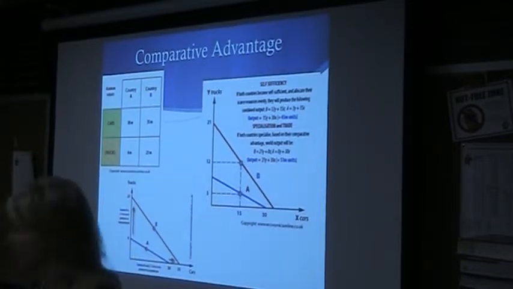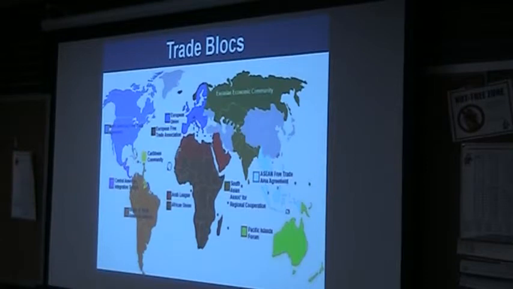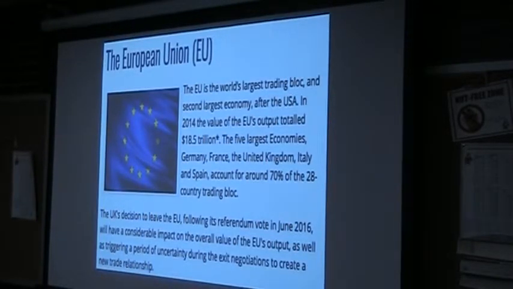All right, so that's basic economics. The next section is about trading blocks. So you should recognize these trading blocks. Ours is NAFTA. What's Europe's? EU, the European Union. Those are actually the ones that are on there the most. I haven't really seen questions on the Arab League. They're usually not on there. It's usually NAFTA and the European Union, so we can focus on that.